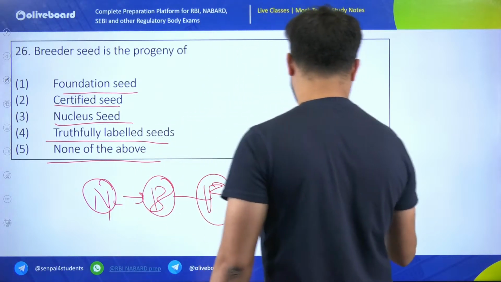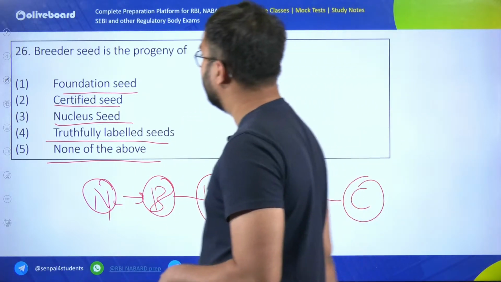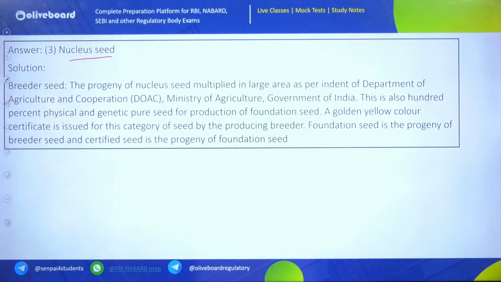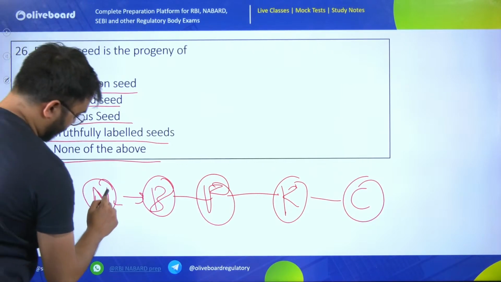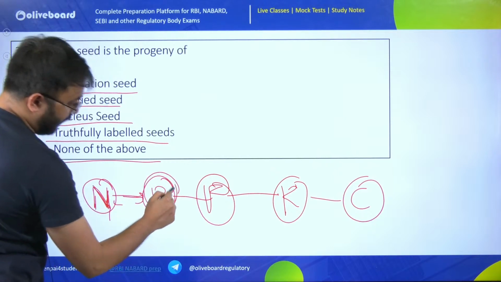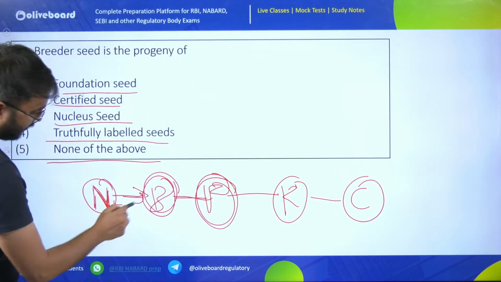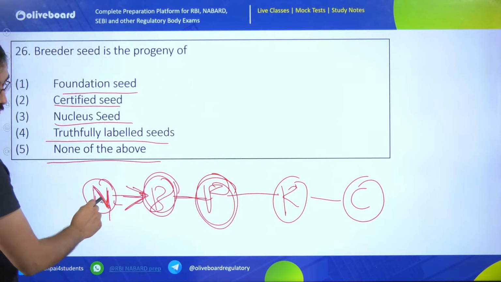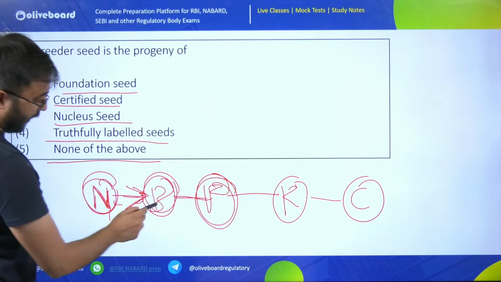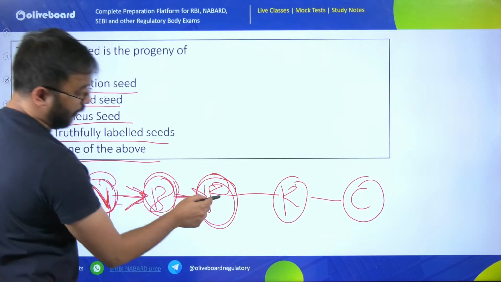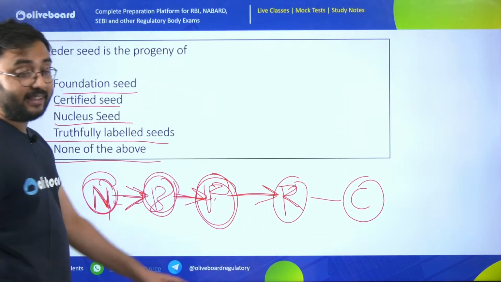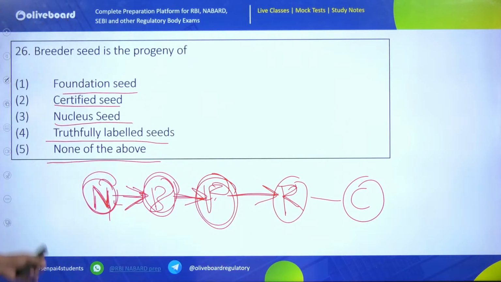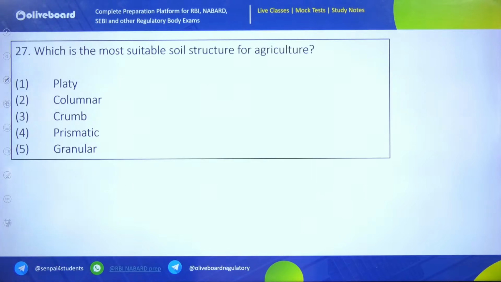So the answer here is nucleus seed. Nucleus seed is the first, then comes breeder seed, then comes foundation seed. So the arrow is like this. Nucleus seed is the father of breeder seed. Breeder seed is the father of foundation seed. Foundation seed is the father of registered seed and certified seeds. So this is the overall flow in seed certification.